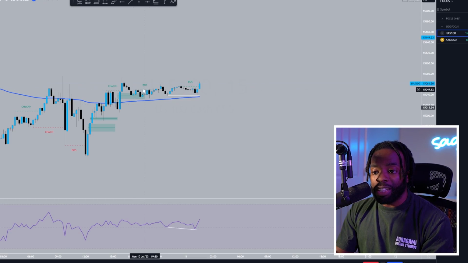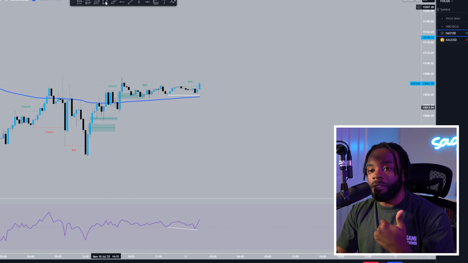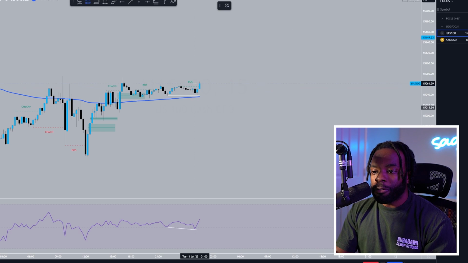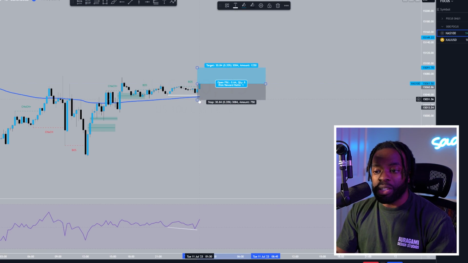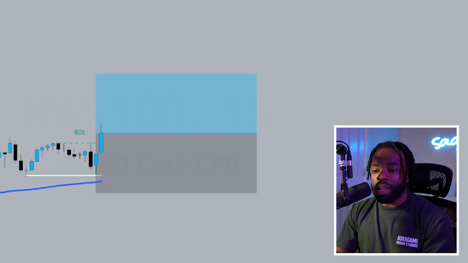So now that we understand structure is saying that it's a break of structure, and we have the change of character above the moving average, we're going to go for one or two plays. The first play is going to be a typical 1 to 1, and the reason why we're going for a 1 to 1 is because we want to make sure that we're in the right.